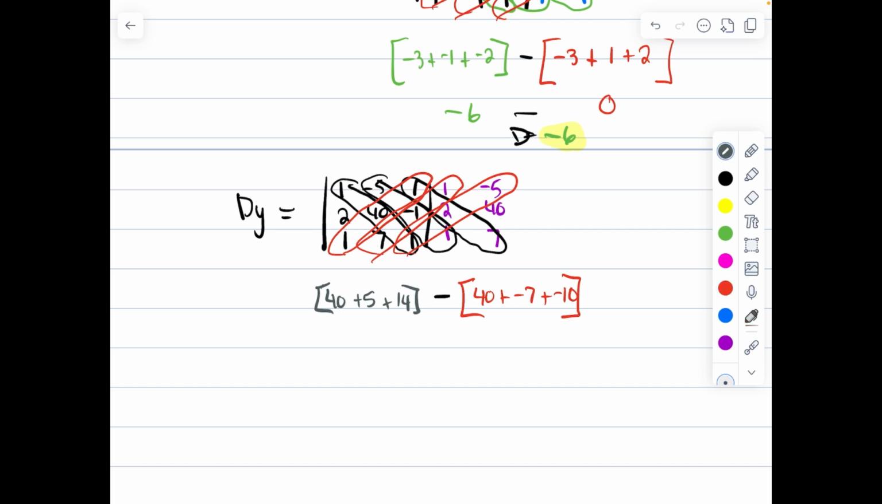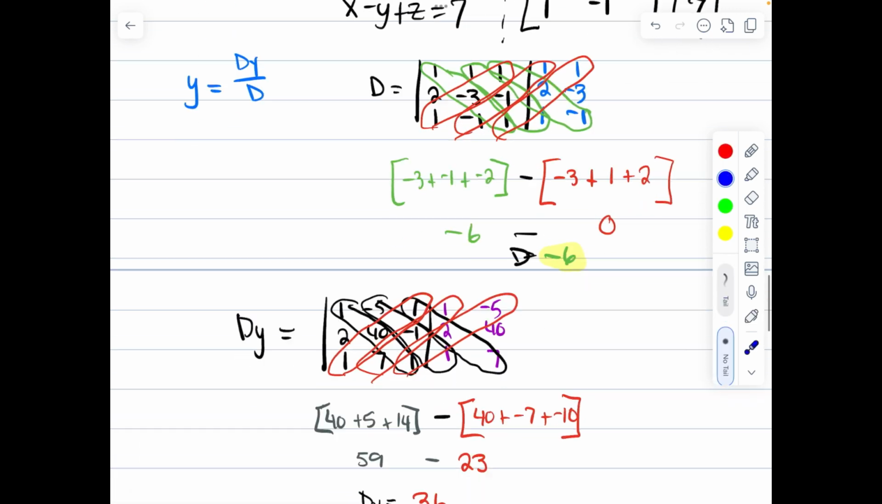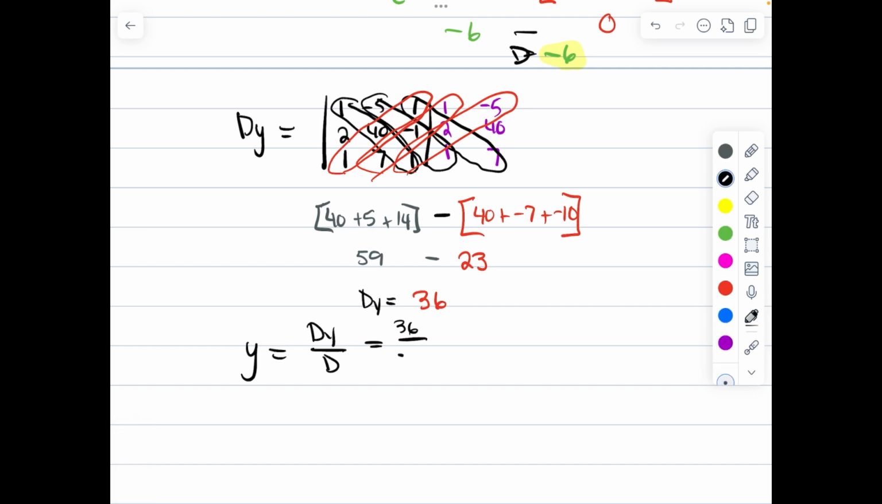So this would be 59 minus, I believe that's 23. And so we have 36 for our dy. Now, if we're finding y, don't forget we're taking dy, dividing it by d. Since our dy is 36, and our d we already came up with was -6, our y is equal to -6. And this is our answer, and we're done with the problem.